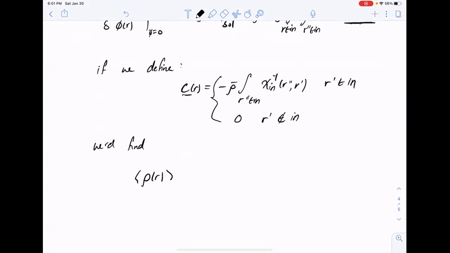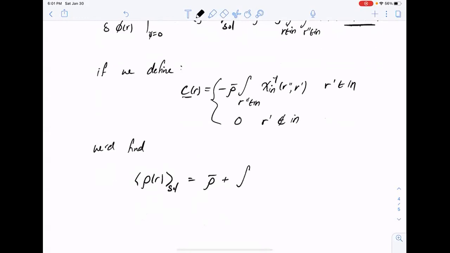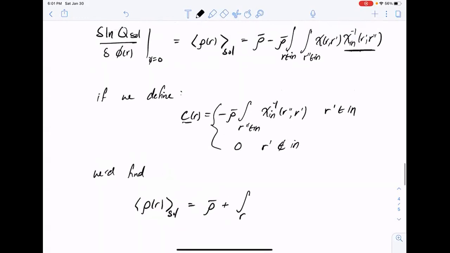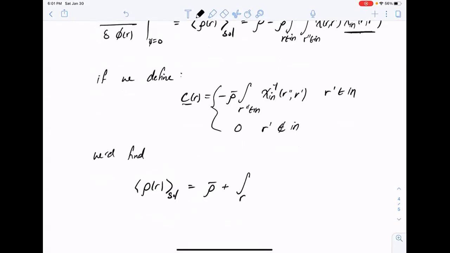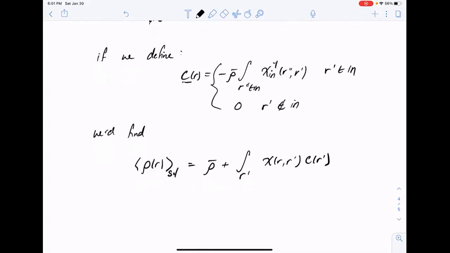that the average density away from the solute pinned at the origin is equal to rho bar plus, because I've introduced a minus, an integral over all space, because I've set explicitly to 0 the contribution when r prime is not in the n region, chi of r and r prime, c of r prime. And now that looks exactly like what we had in our Debye-Huckel theory. If we had a phi of r, which was minus kBT c of r, that result is exactly like Debye-Huckel theory.